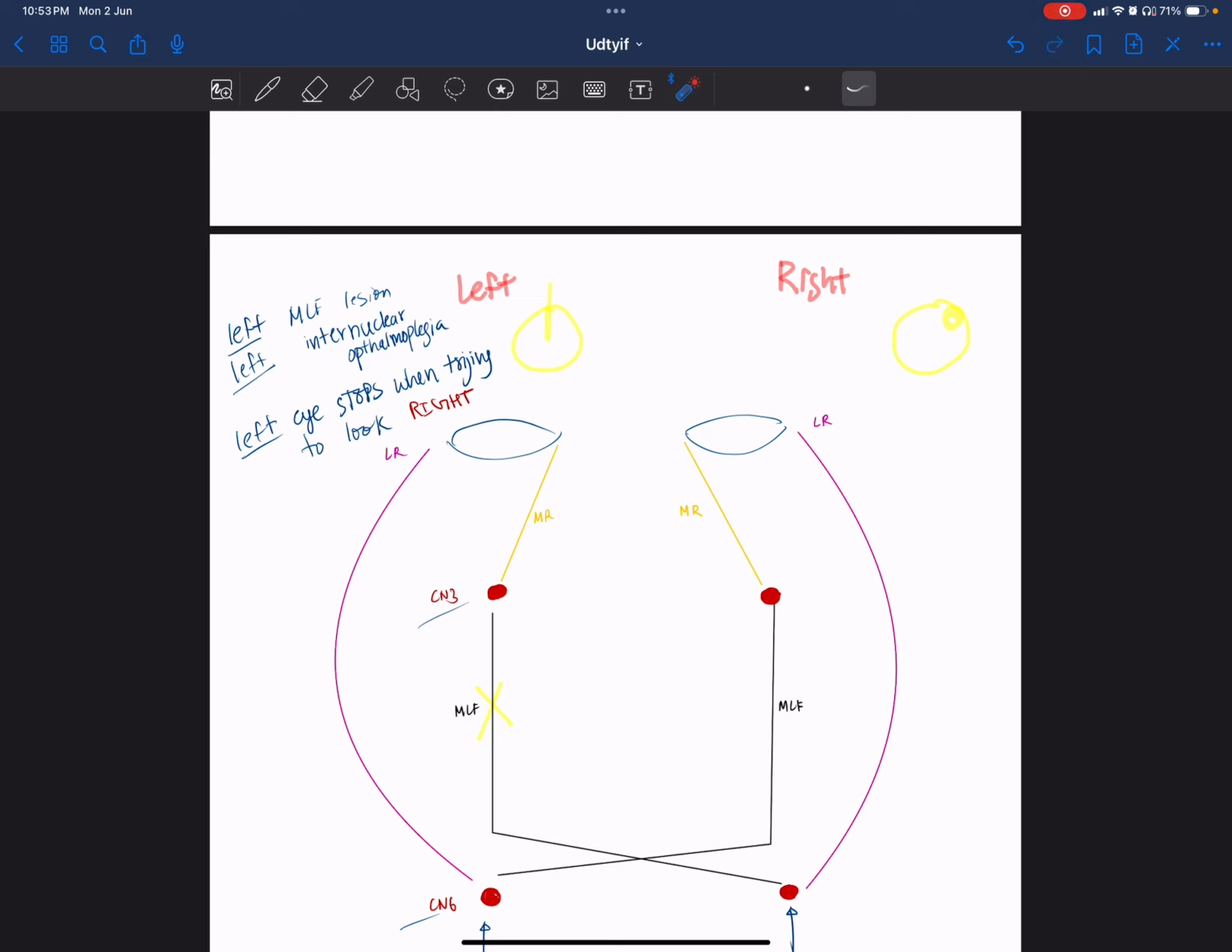It's not a right lesion on the other side. But when the eye tries to look in the right direction, the left will stop. So where the problem is, left will stop. So left is the problem, no? So left internuclear ophthalmoplegia like that.